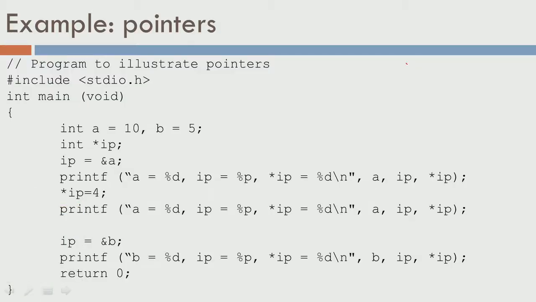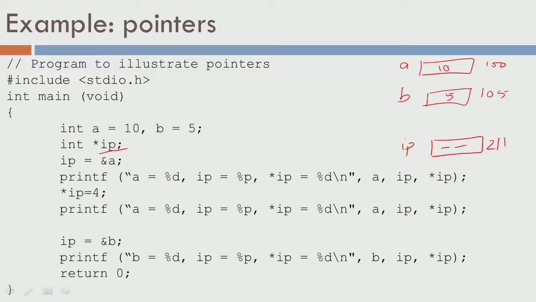a is some location, let us assume that it is 100, and a equals 10 will put 10 at location 100. b is another variable, let us say this is at location 105 and it is going to take a value 5, and ip is a pointer variable, let us say this is at location 211. Since there is no initialization, there is an unknown value here.